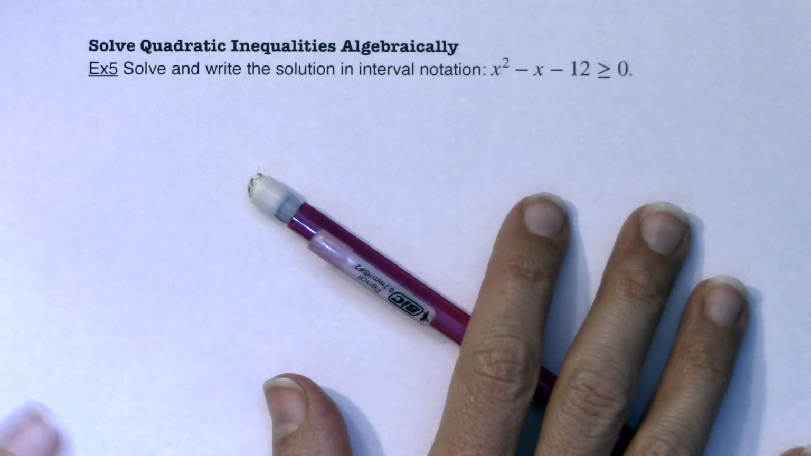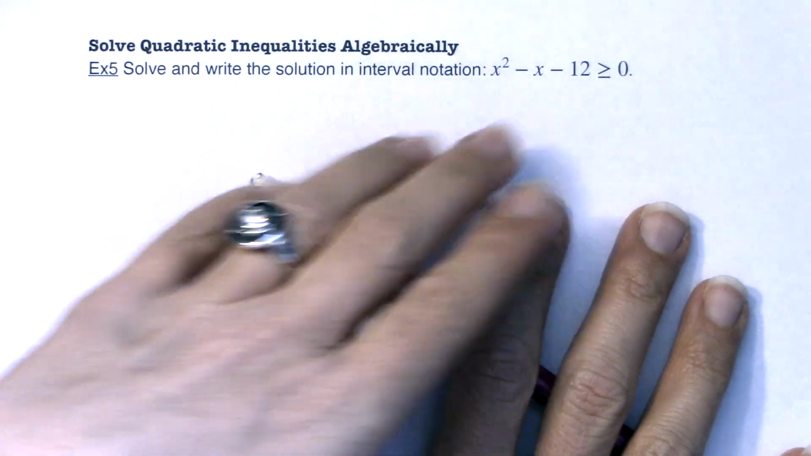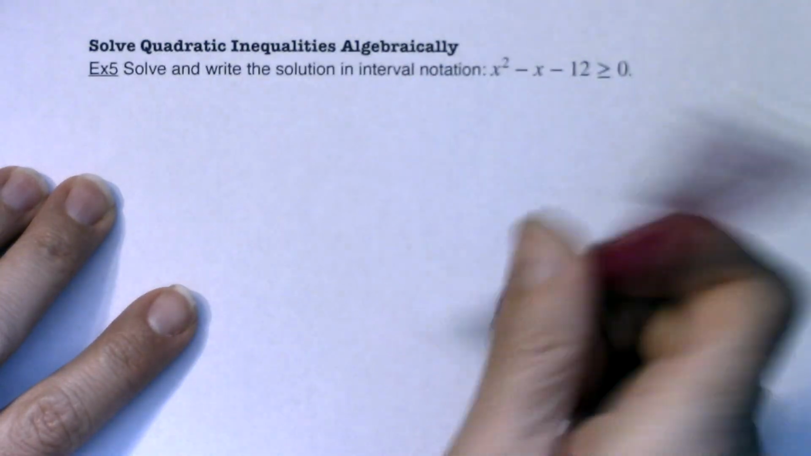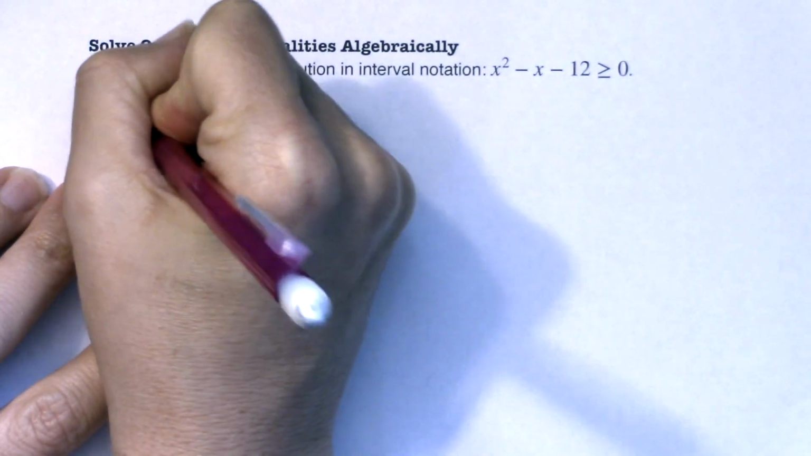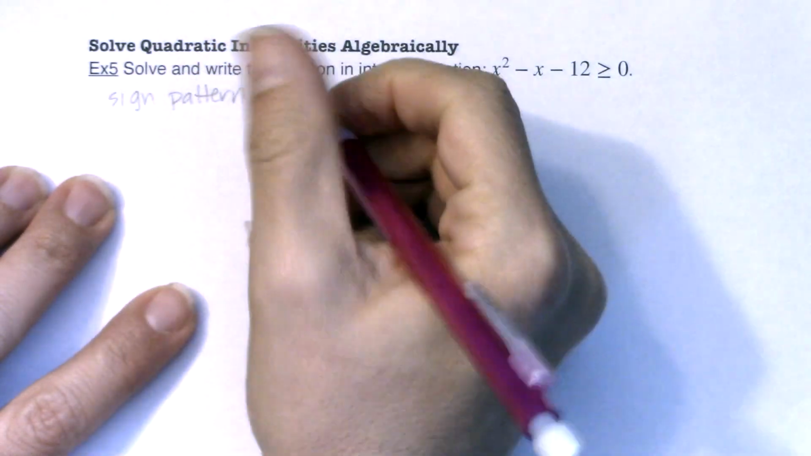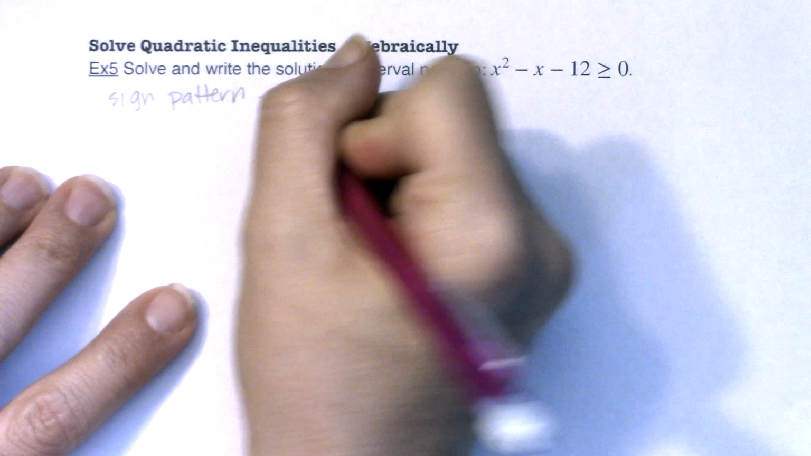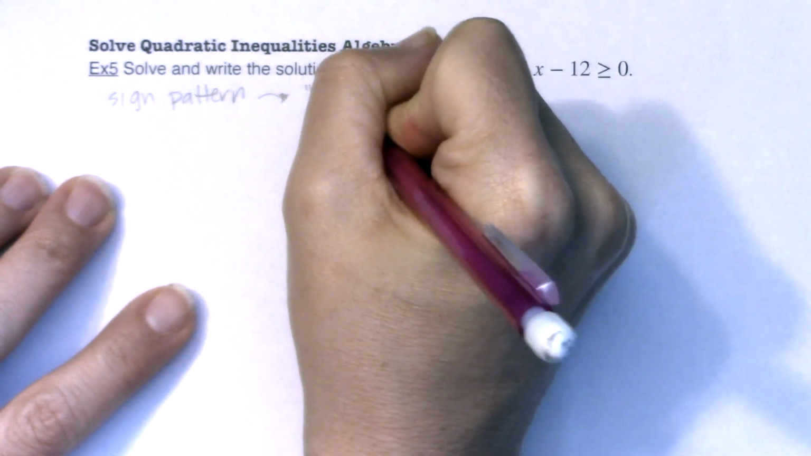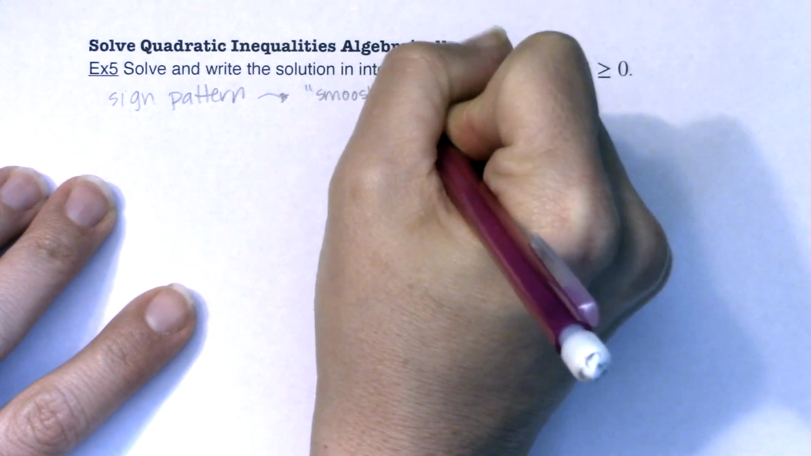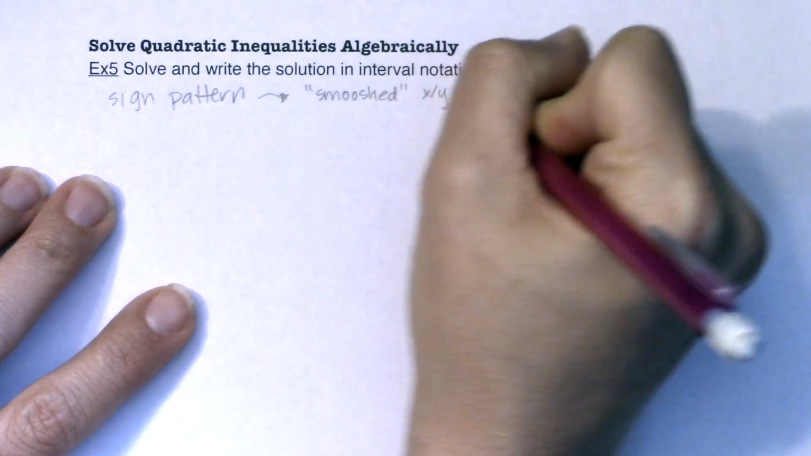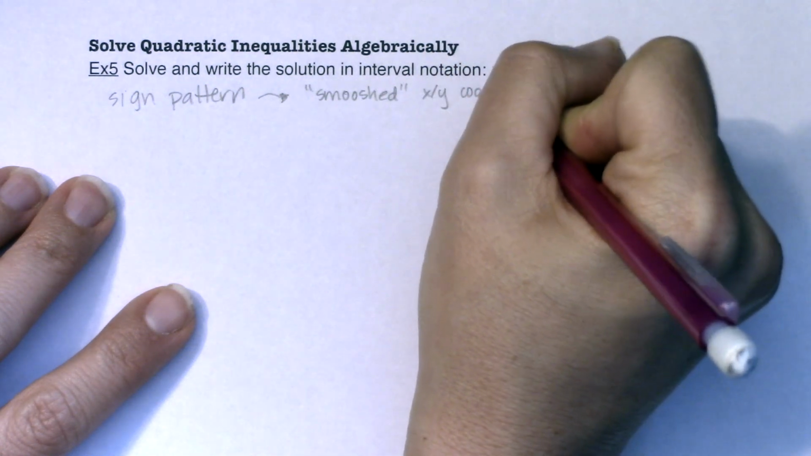Folks, welcome back. We're going to take a look at one of these quadratic inequalities, but this time we're going to solve them algebraically. And we're going to make something called a sign pattern. You can think of a sign pattern as a smushed, this is not a technical term, smushed XY coordinate system.